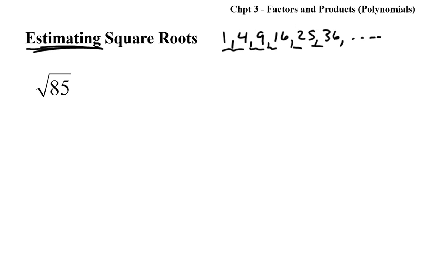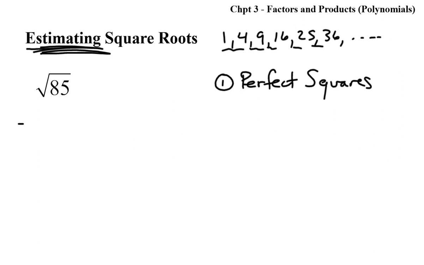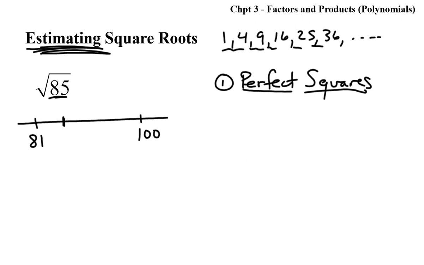So, what's important to estimate a square root? The first thing is, what are the perfect squares that the number falls between? So if I think of a number line, what are the perfect squares that 85 falls between? Well, hopefully you understand we have 81 and we have 100. 85, if I sort of estimate about where it would be between this, there's 85.